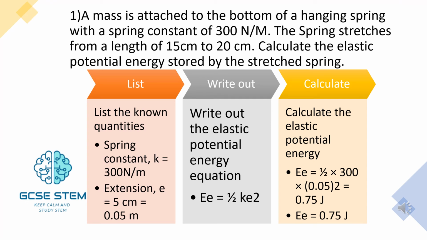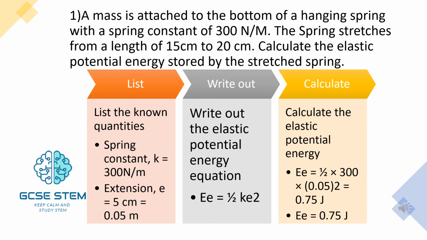Well, first we would list the known quantities. So that would be the spring constant is equal to 300 newtons per meter. The extension is 5 centimeters. But with the centimeters, we'd have to convert that back to meters, as that's the unit of extension. So we do 5 divided by 100, and that would give us 0.05.